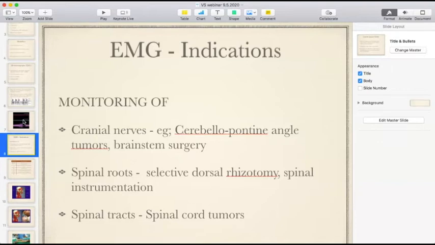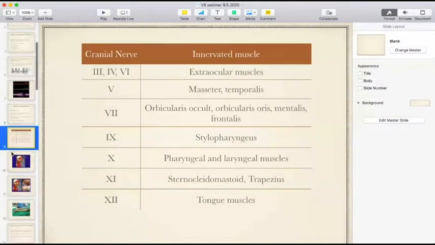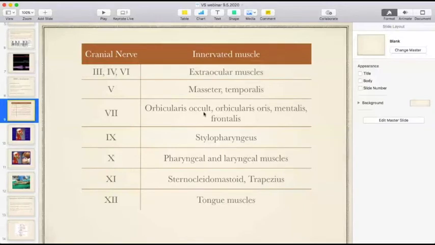EMG is indicated in preservation or monitoring of cranial nerves, such as in cerebellopontine angle tumors or brainstem surgery. It is also indicated in some spinal surgeries, such as spinal cord tumors and instrumentation. This is a basic table that shows the cranial nerves which innervate the respective muscles. The extraocular muscles are innervated by 3, 4, and 6, and so on. An important thing to note is that the 10th nerve, the vagus, supplies the recurrent laryngeal nerve.